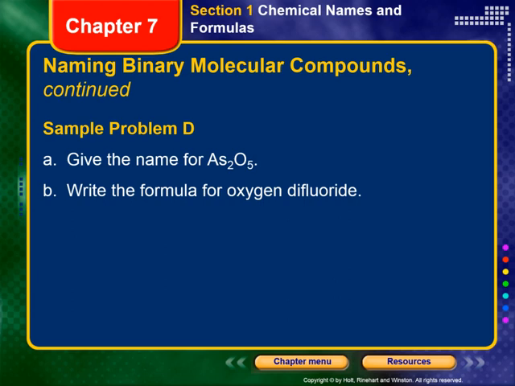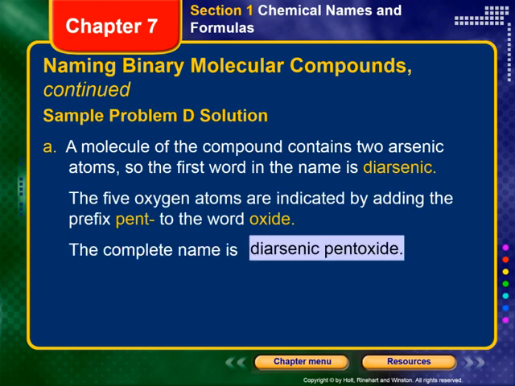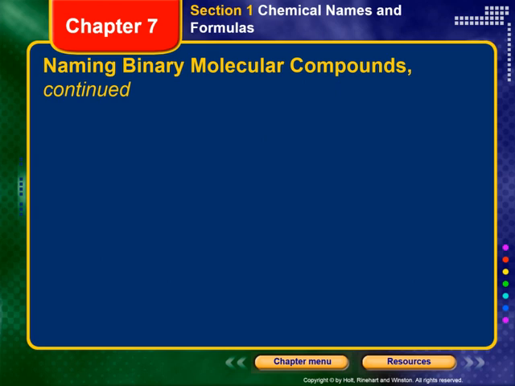So let's move on to the next sample problem. Give the name of As2O5 and then write the formula for oxygen difluoride. So first up, a molecule of a compound containing 2 arsenic atoms. So the first word is diarsenic, right? That's 2 arsenic atoms, so diarsenic. The 5 oxygen atoms are indicated by adding the prefix pent to the word oxide. So the complete name is diarsenic pentoxide.